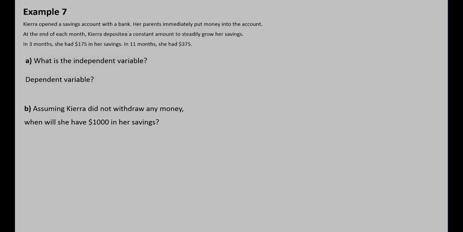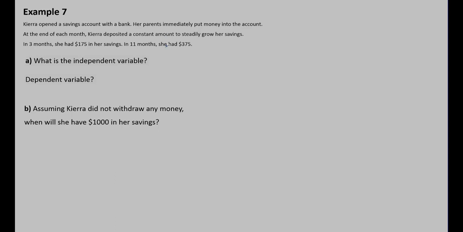Kira opened a savings account with a bank. Her parents immediately put money into the account. At the end of each month, Kira deposited a constant amount to steadily grow her savings. In 3 months, she had $175 in her savings, and in 11 months, she had $375.